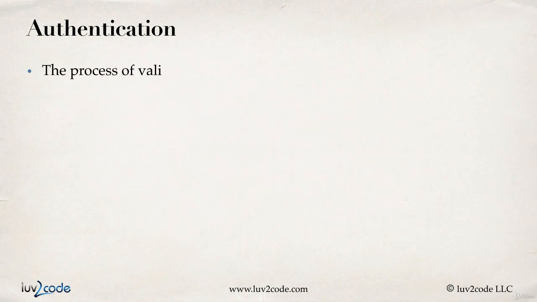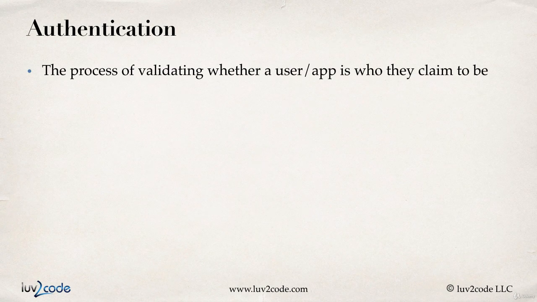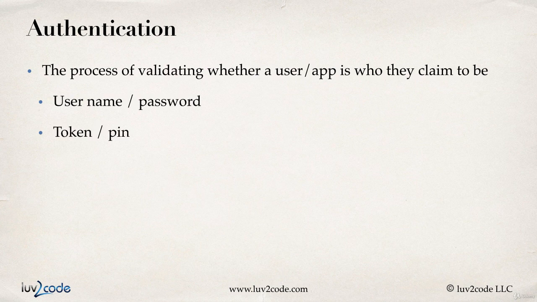Okay, so authentication. This is the process of validating whether a user or app is who they claim to be. So normally it works by giving a username and a password for logins, or you can give a token or a PIN, or you can make use of a fingerprint or retina scan. The fingerprint actually works on some of the mobile devices, but I'm just trying to think of some other real world examples of where you can authenticate a given person to validate who they claim to be.